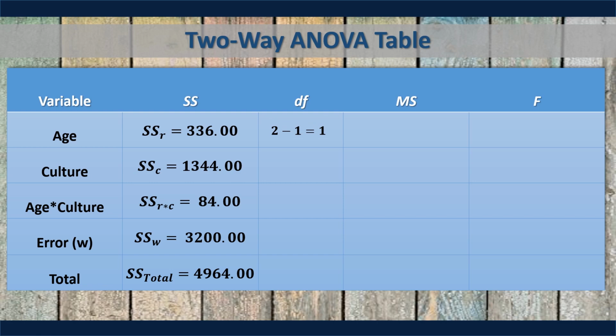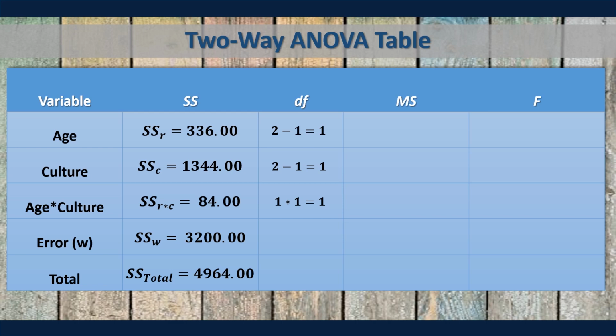The degrees of freedom for age is represented by the equation number of rows minus 1. Here we had 2 rows, children and adults, so our degrees of freedom is 1. The calculation for degrees of freedom for culture is number of columns minus 1. Because we had 2 columns for 2 cultural orientations, our degrees of freedom is 1. The degrees of freedom for the interaction is calculated by multiplying the degrees of freedom for age and the degrees of freedom for culture. So 1 times 1 is equal to 1.